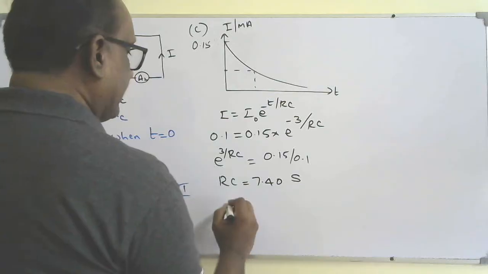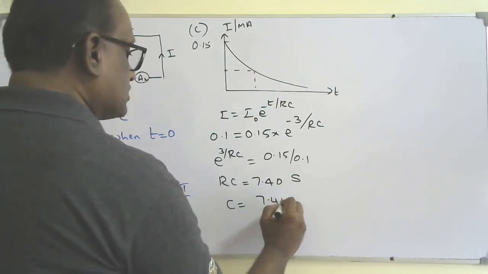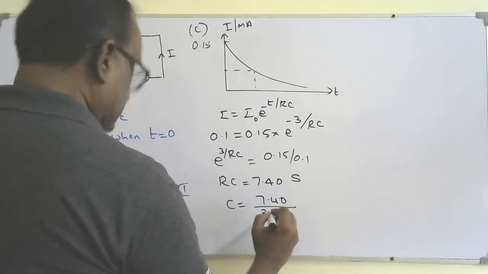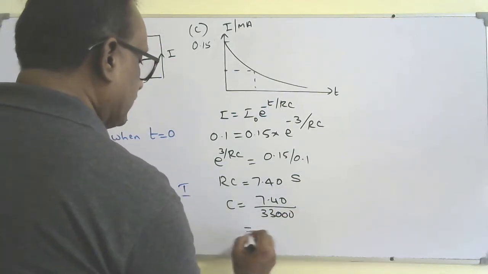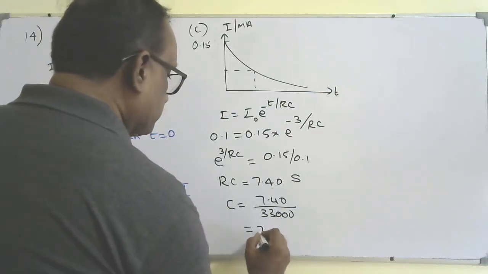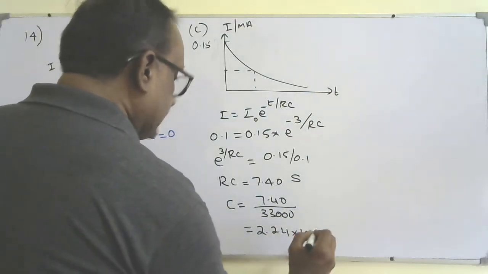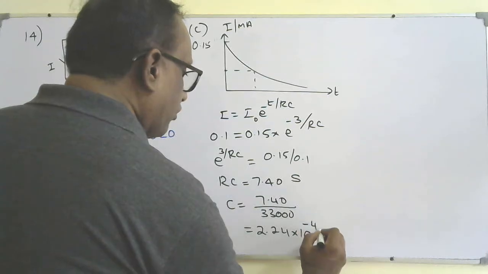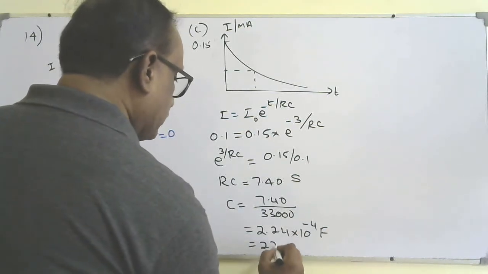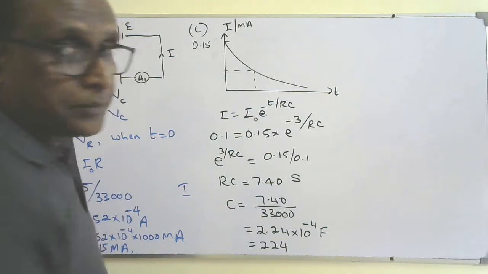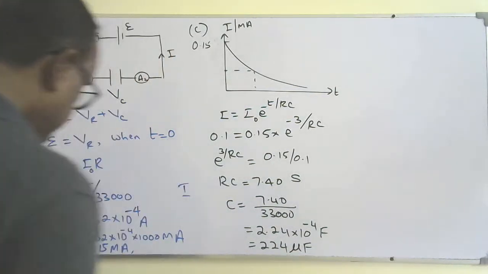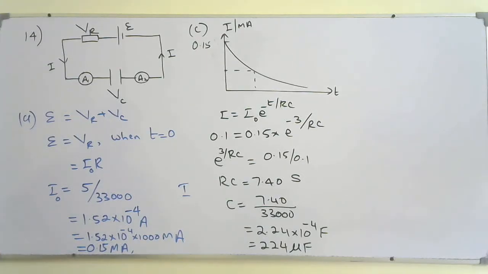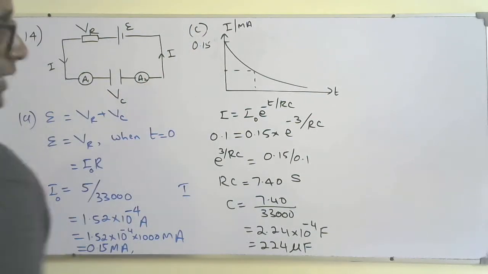So the value of RC will be 7.40 seconds. Find the value of C: 7.40 over R, which is 33,000. You will get the capacitance 2.24 × 10 to the power minus 4 farad, or multiplying by 10 to the power 6 to get microfarad, 224 microfarad. That's the answer for question 14, part C.